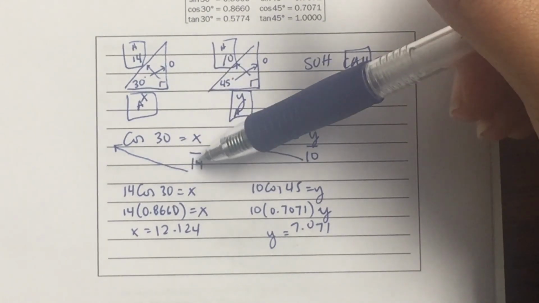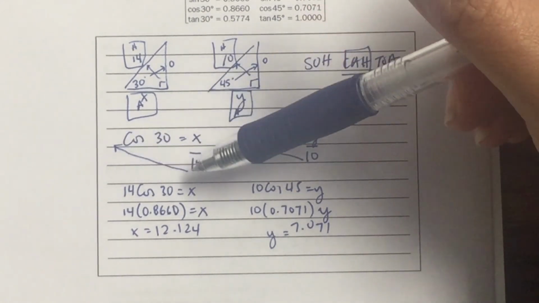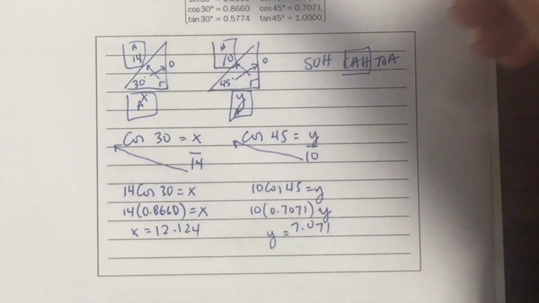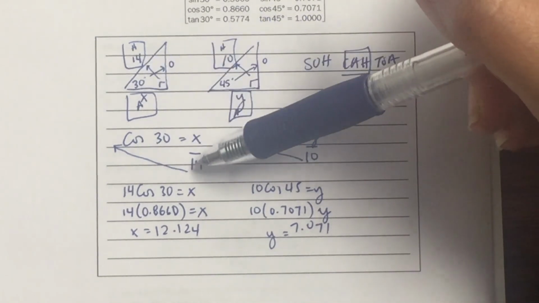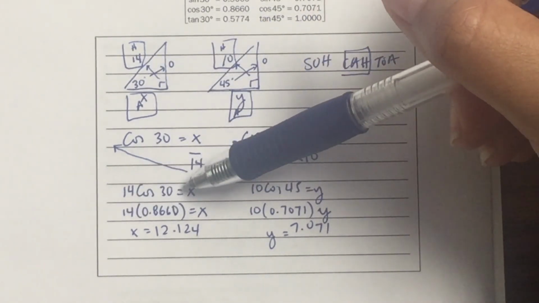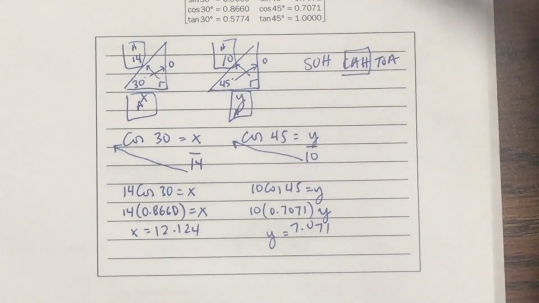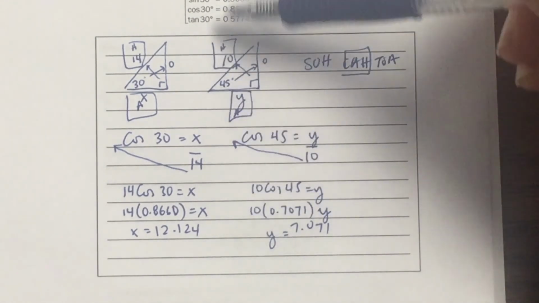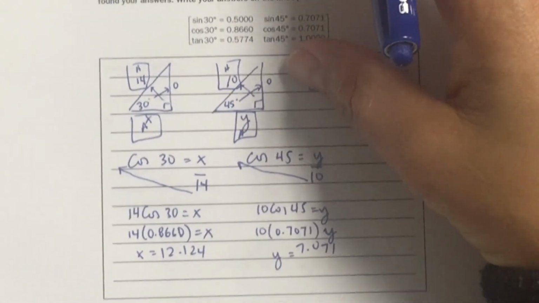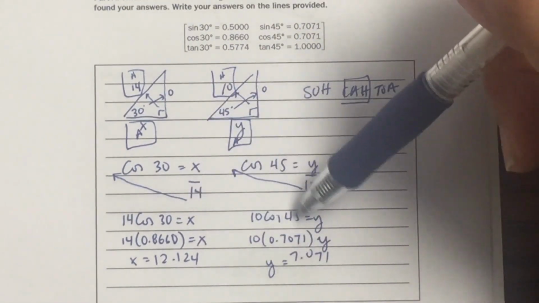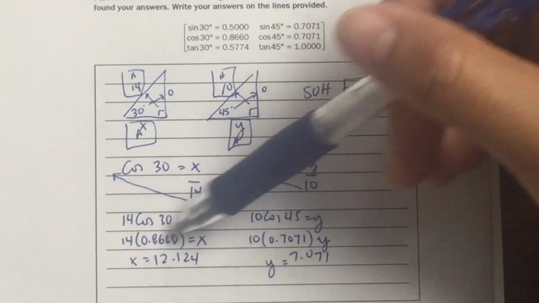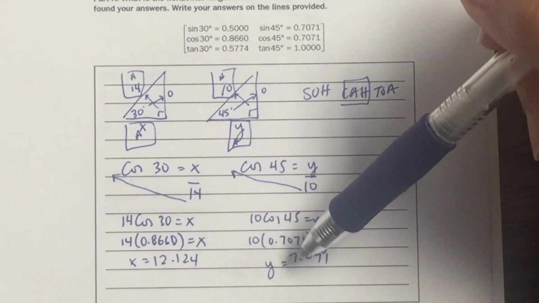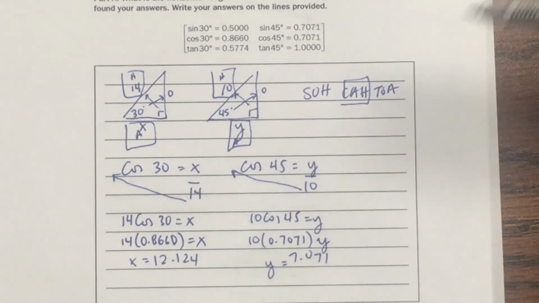Once I had my equation set up, I multiplied both sides by the side lengths. So in Jane's case, my equation became 14 cosine 30. And in Mark's case, my equation became 10 cosine 45. I then used the numbers given for cosine of 30 and cosine 45 to put it in the calculator to multiply to get a final answer for Jane of 12.124 and for Mark 7.071. So that's it in explanation.